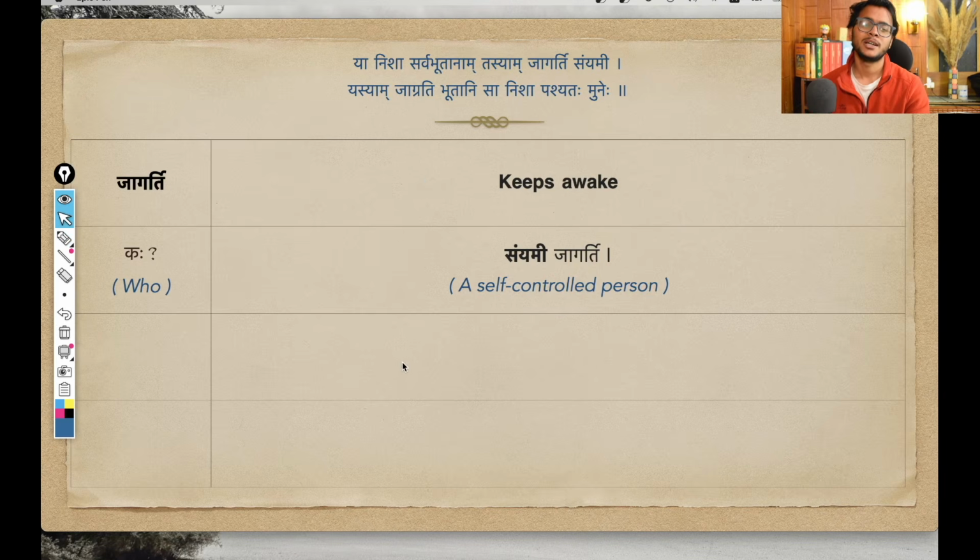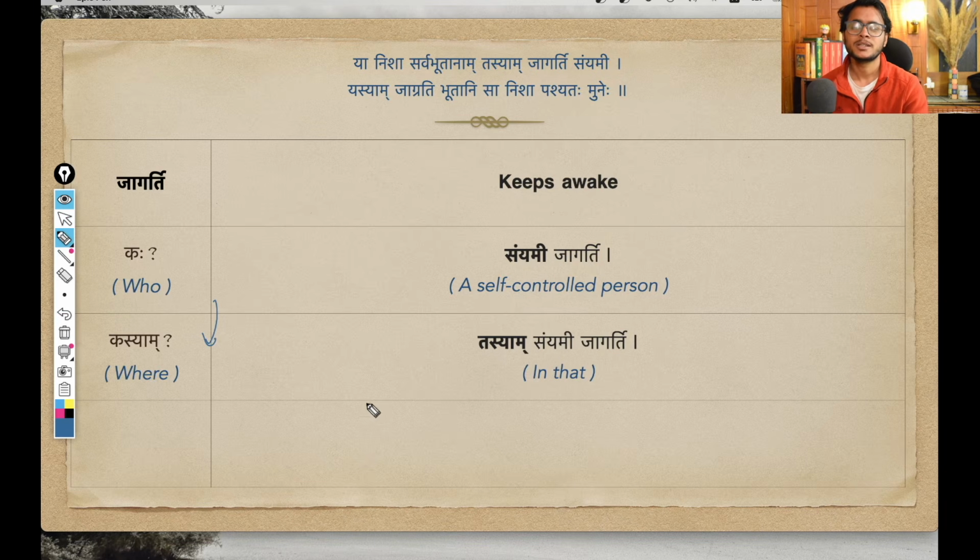Sanyami Jagarti, a self-controlled person, a yogi keeps awake. So now the question is, Kasyam Jagarti, a self-controlled person keeps awake in what? And the response is, Tasyam Sanyami Jagarti. In that, a self-controlled person keeps awake.